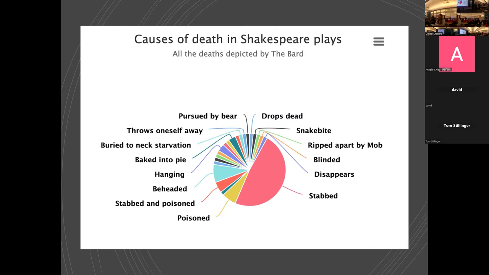I love this example. This is actually a very effective pie chart. And in fact, this is just a slide, but if you go on the site, you can have a rollover and find out the exact number of how many deaths occurred. So stay away from knives if you are in a Shakespearean play. And I am really intrigued by "buried next starvation." I don't know which play that is, but I want to read more. And I would say this is a very effective data visualization just because of its clean, fun presentation.